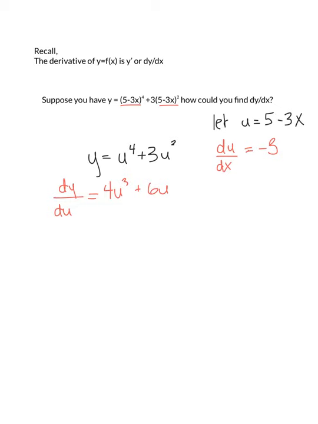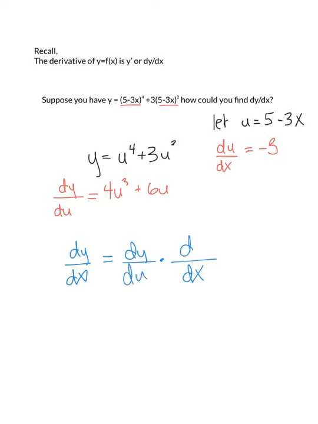If you think back, our end goal was to find dy by dx. Now, I wasn't able to do that, well, I was, but it would have been long and messy. I decided to do it a different way. I decided to use u. So I need to somehow make up this chain where I start with y and I end with a dx, but I've used this du in the middle.